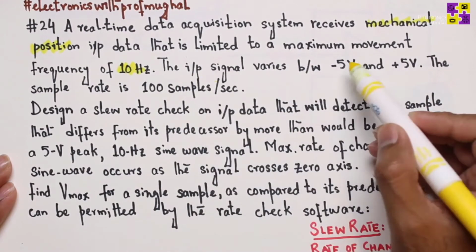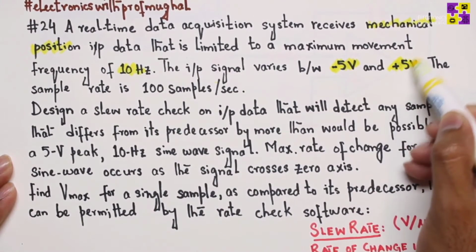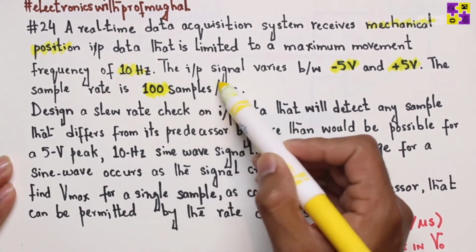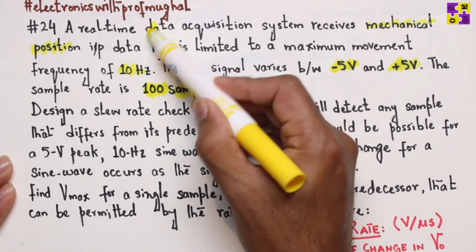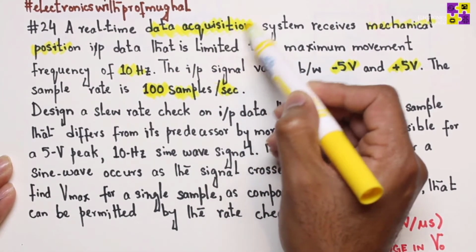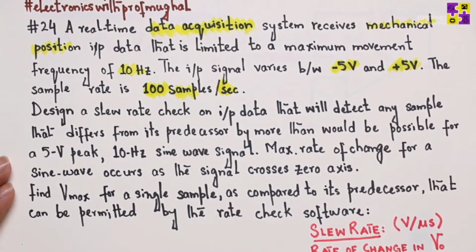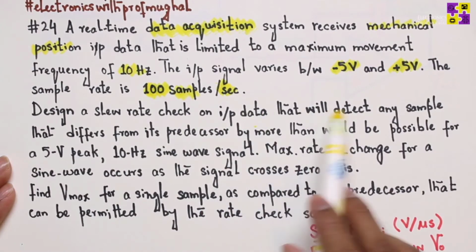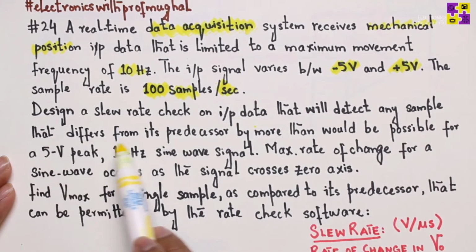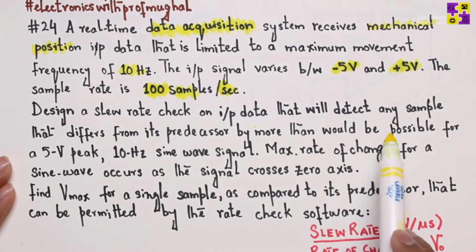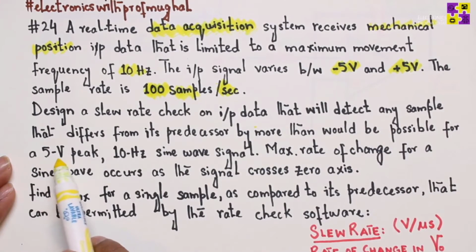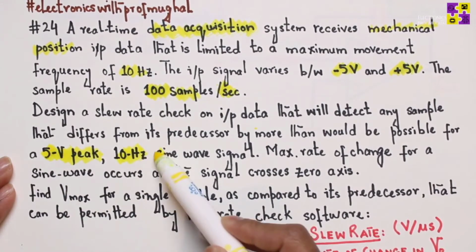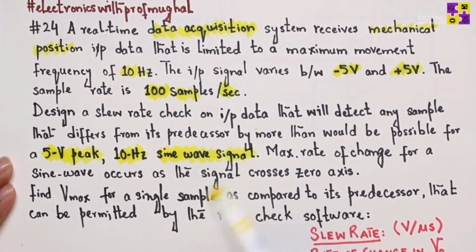The input signal varies between -5 and 5 volts. The sample rate is 100 samples per second. So this data acquisition system is receiving 100 samples every second. We have to design a slew rate check on input data that will detect any sample that differs from its predecessor by more than would be possible for a 5-volt peak, 10 Hertz sinusoidal wave signal.